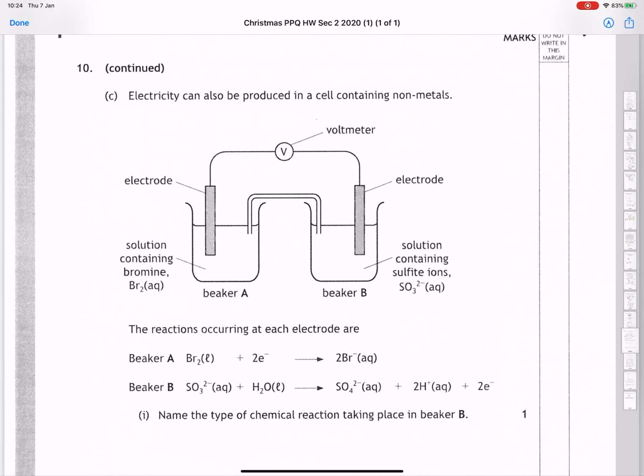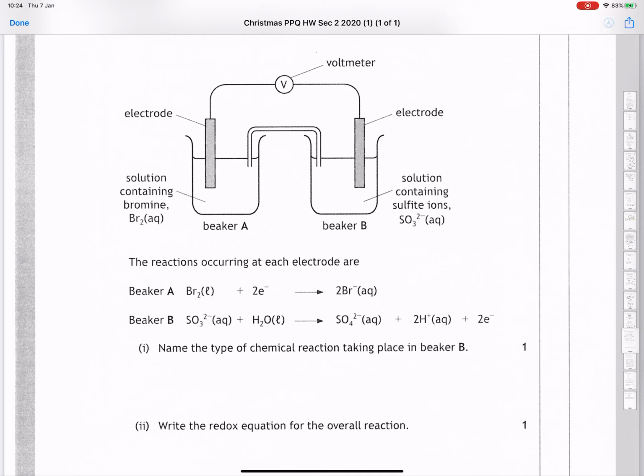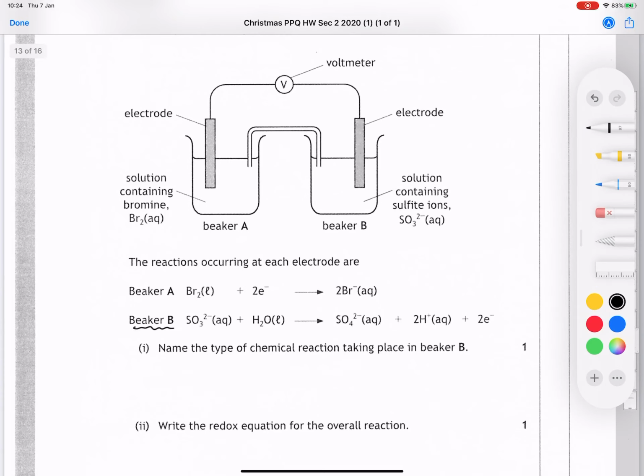Name the type of reaction occurring in beaker B. Remember, if the electrons are on the right hand side, then that's oxidation. If the electrons are on the left hand side, like beaker A, that's our reduction.